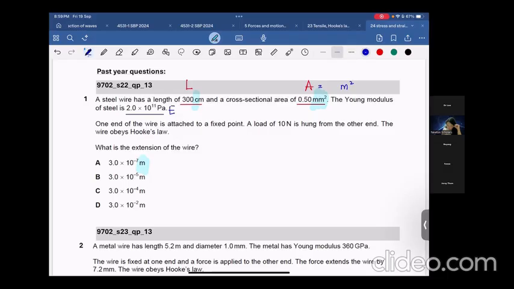One end of the wire is attached to a fixed point, and a load is applied. So this is your force F. The wire obeys Hooke's law. Okay, can you calculate? E equals FL over AX. All the information is already here. What is the extension? Calculate the extension for me. But the problem is, please make sure you know how to do the conversion.